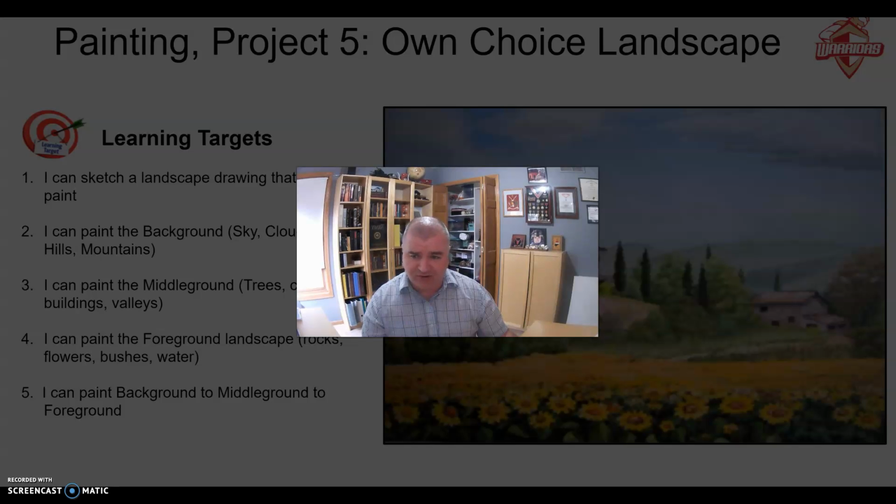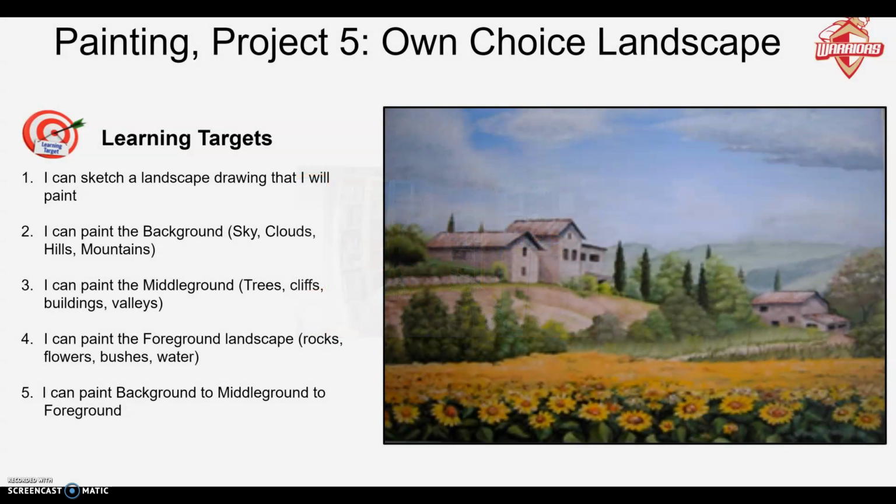Let me go through the learning targets and talk a little about how we're going to do this. There are 5 learning targets, and the first one is I can draw a sketch of the landscape that I'm going to paint. Keep it a really simple sketch. You're going to paint over everything, so there's no reason to draw anything dark, and definitely no reason to shade anything. For your sketch, you're just drawing simple lines, like hills over here, maybe a field of flowers over here, some trees over here. Just keep it simple so you know what to do. Then you're going to work from the background to the middle ground to the foreground.